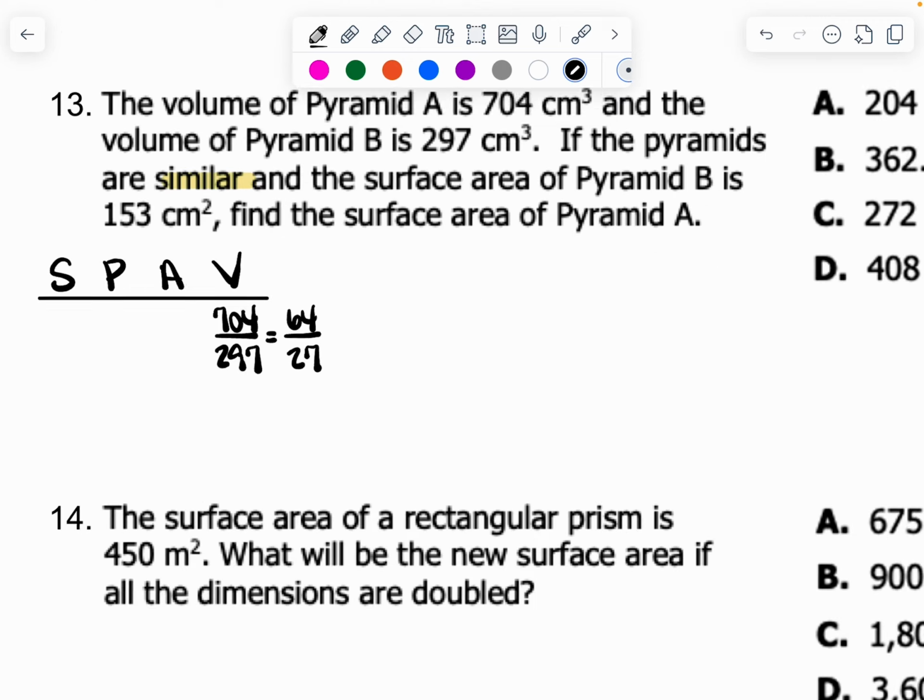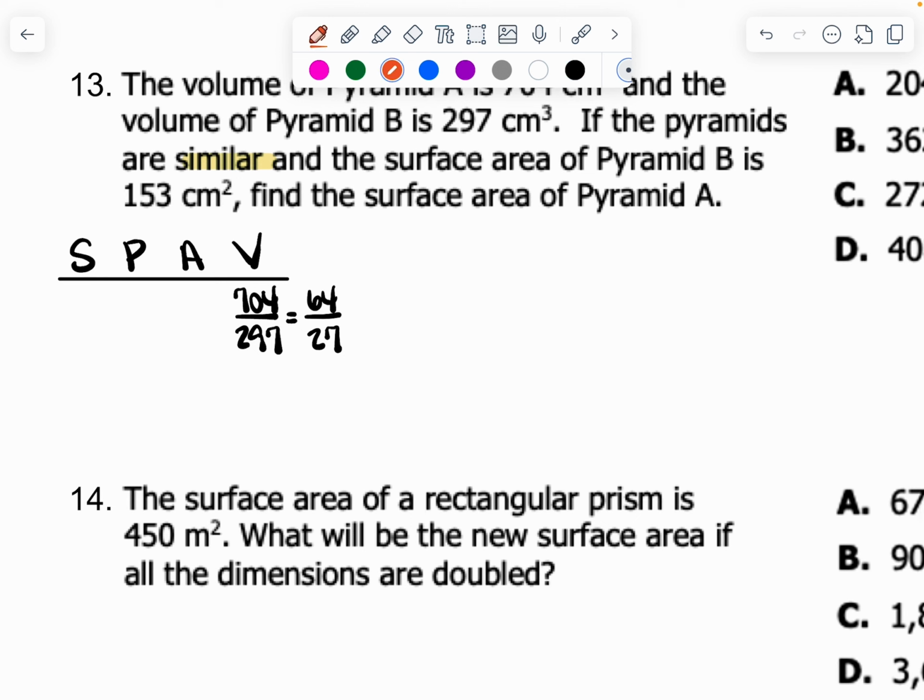And that's 64/27. And those are perfect cubes, right? So that's so much easier to work with than the 704 and 297. So when I go fill in the rest of my table, I know the cube root of 64 is 4. And the cube root of 27 is 3. So my S and P are 4/3. And my volume ratio then would be 16/9. I'm sorry, my area ratio.